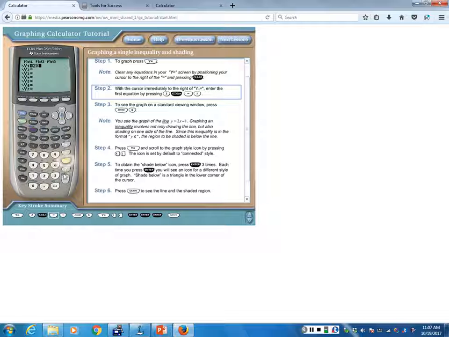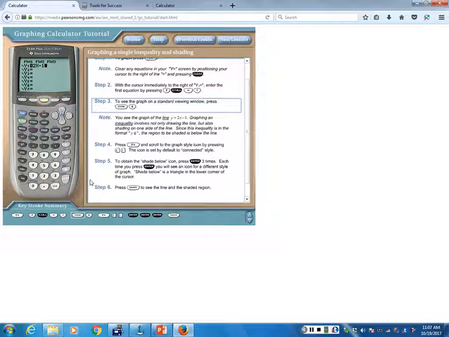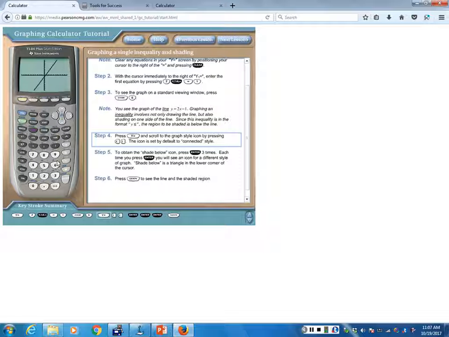2x minus 1. And we're going to hit graph, or we're going to hit zoom 6 to see the graph, and it shows us the equation.